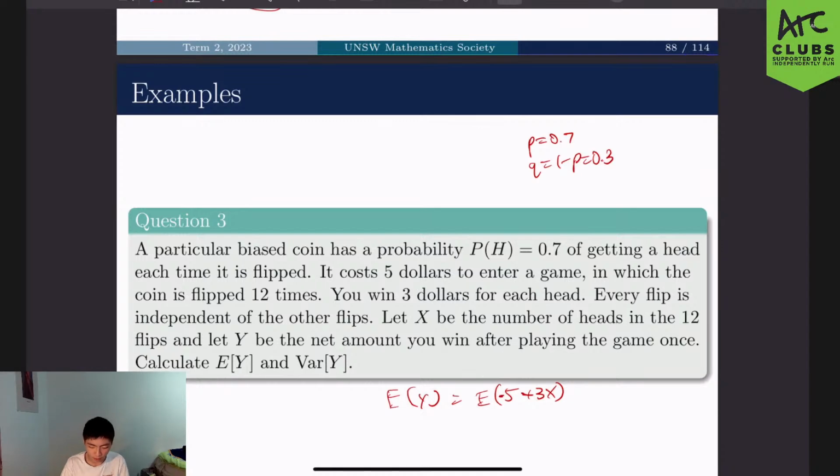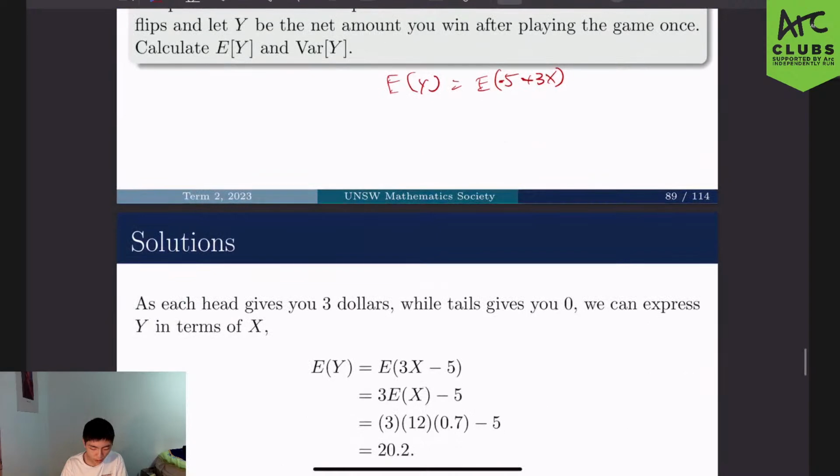Remember that this is literally the rule that we looked at before, right? So if we wanted to take this and express it, we can just split everything up. The -5 can be taken out, and the 3 can just multiply by E of x. Notice what I've done here. This is n, and this is p. So what I've just done is I've applied the binomial distribution.